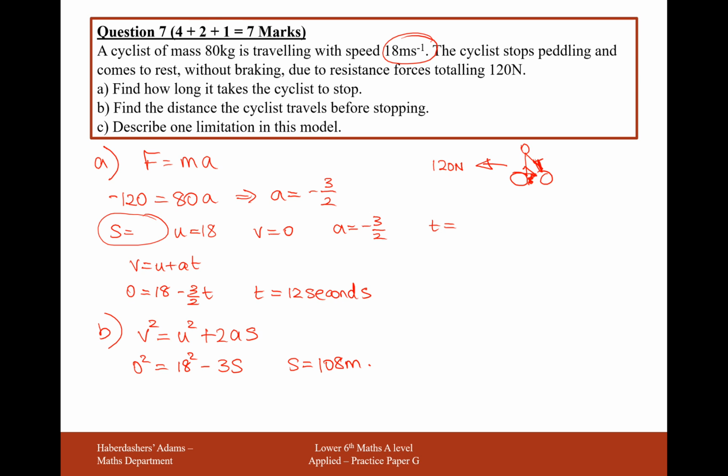Okay. Part C is describe one limitation of this model. I would say that this resistance force here of 120 newtons is likely to vary depending upon the gradient of the slope that he's currently on or she's currently on, the quality of the surface. So I would say the answer for part C is that the 120 newton force is unlikely to remain constant.